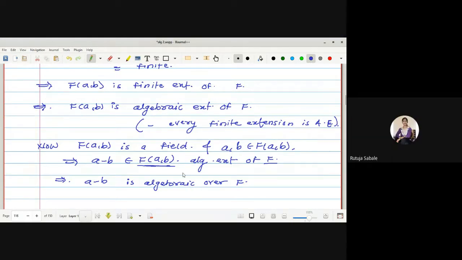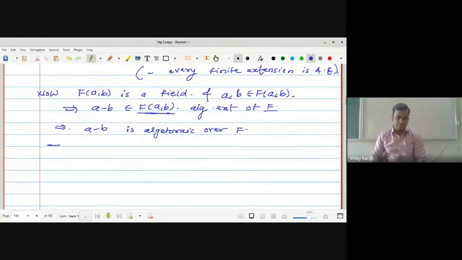No, sir. Okay, so this implies a minus b belongs to A. Give it equation number 1.